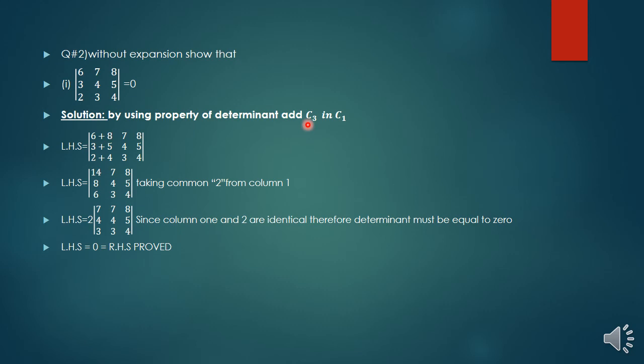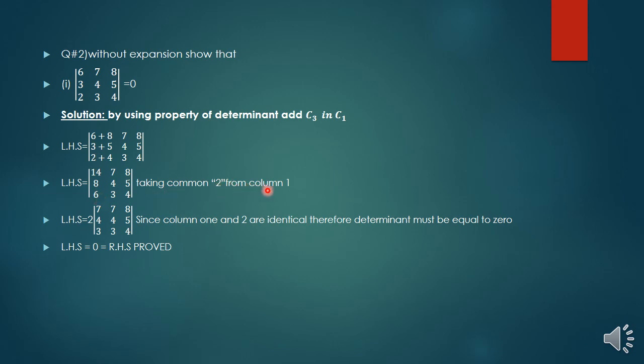So here we start the solution, we add C3 and C1. Column C1 is this, so C1 is written here, and what are the entries of C3? The entries of C3 are this. So we add first entry into first, second into second, third into third. So 6 plus 8, then 3 plus 5, then 2 plus 4, and the other C2 and C3 remain same. So after adding, 6 plus 8 is 14, 3 plus 5 is 8, 2 plus 4 is 6.